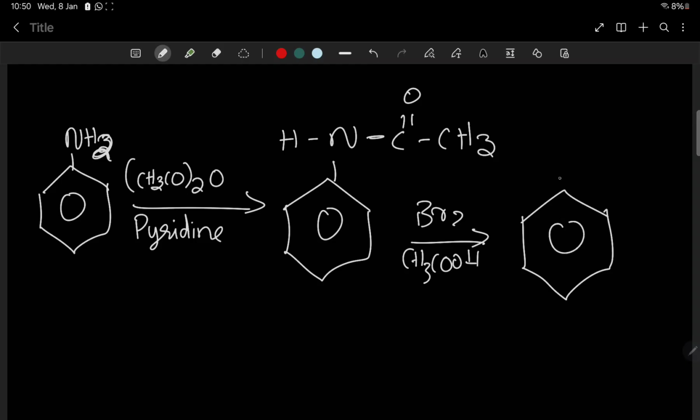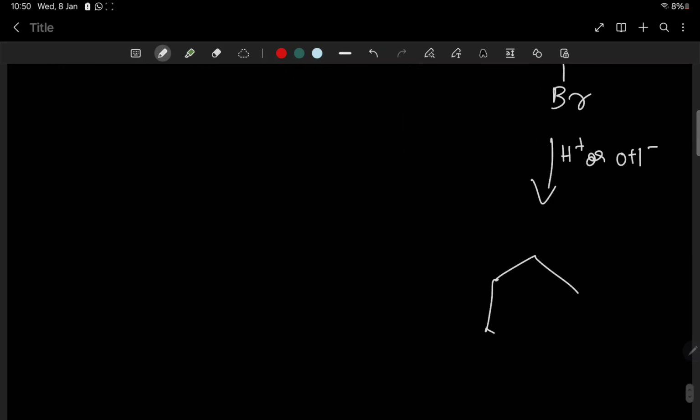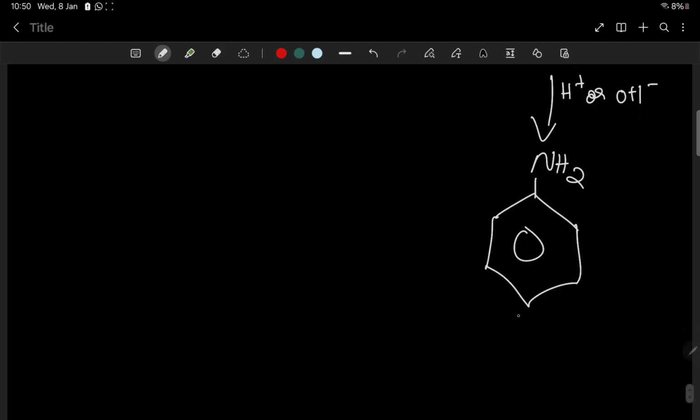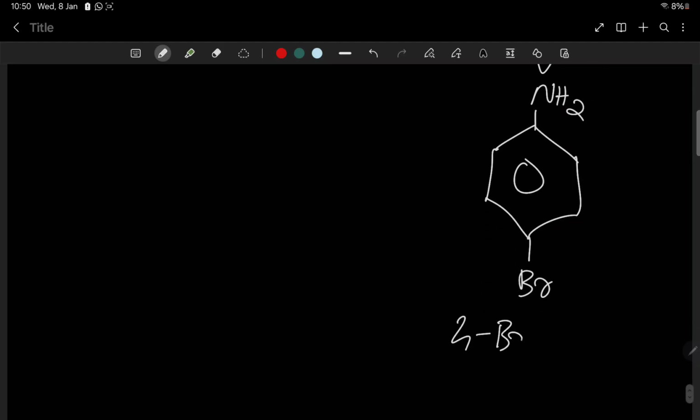Bromine only gets substituted at the desired position, that is the para position. Not ortho, it is para. So at the para position bromine gets substituted. And now if we hydrolyze it, what happens? The above group vanishes, and we get NH2 above and Br at the para position. We are getting our desired product, 4-bromoaniline.